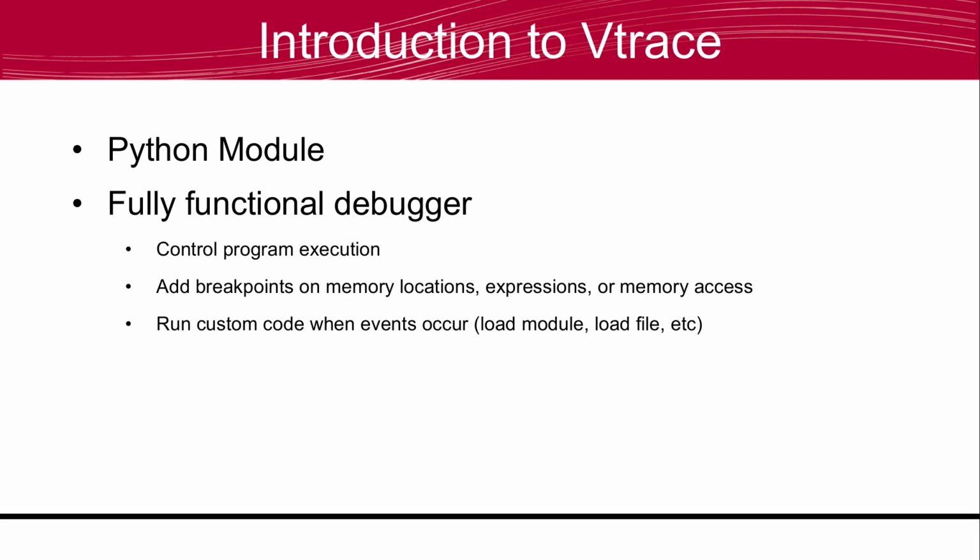Vtrace is a Python module or a Python library. It has a fully functional debugger that will let you control the program execution. You can also add breakpoints, of course. You can do that on memory locations, expressions, or any particular memory access. And then you can run custom code whenever a particular event occurs without needing a breakpoint there.